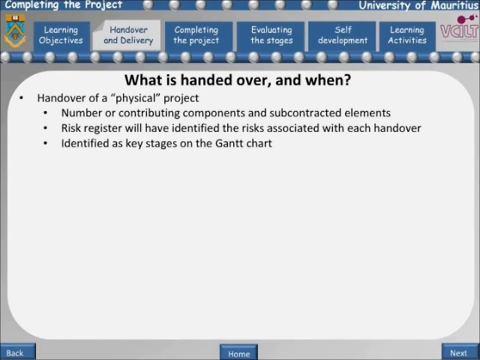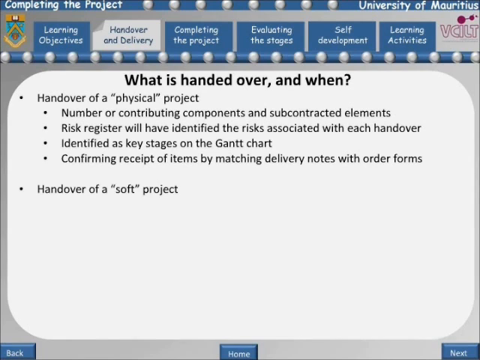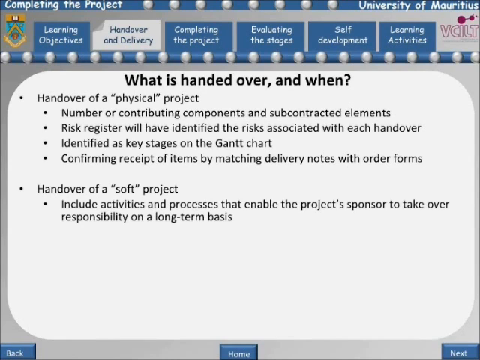The acceptance criteria for hard projects, where the output is highly specific, may be fairly straightforward. These arrangements can be quite similar to common routine arrangements for confirming receipt of items by matching delivery notes with order forms. However, for the handover of a soft project, the acceptance criteria may be more problematic. The handover phase in projects of this kind may include activities and processes that enable the project sponsor to take over responsibility on a long-term basis.